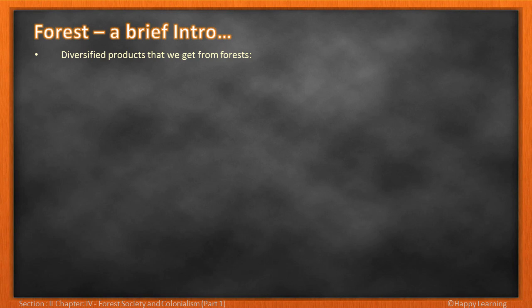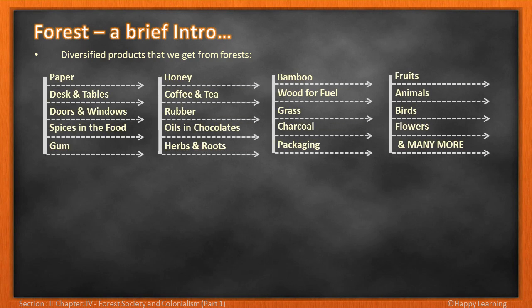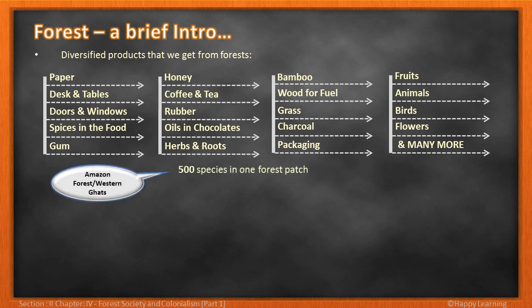Forest, a brief introduction. We get diversified products from forests like paper, desks and tables, doors and windows, spices in the food, gum, honey, coffee and tea, rubber, oils in chocolates, herbs and roots, bamboo, wood for fuel, grass, charcoal, packaging items, fruits, animals, birds, flowers, and many more. In Amazon forest or Western Ghats, we will see 500 species in one forest patch.